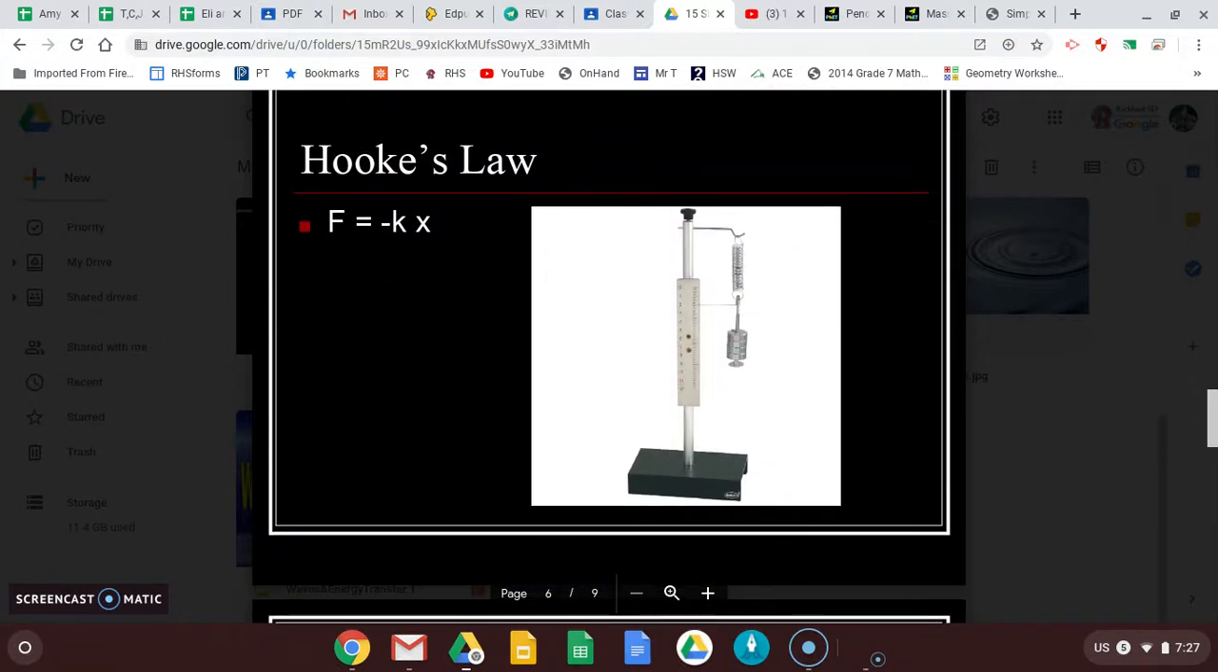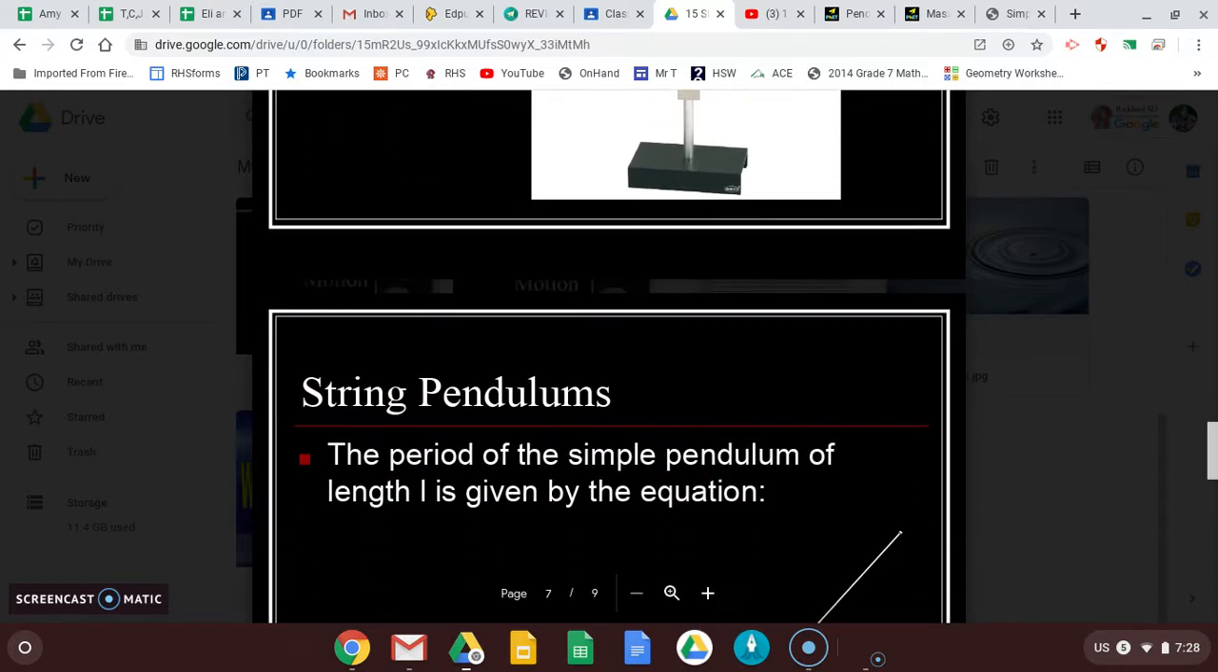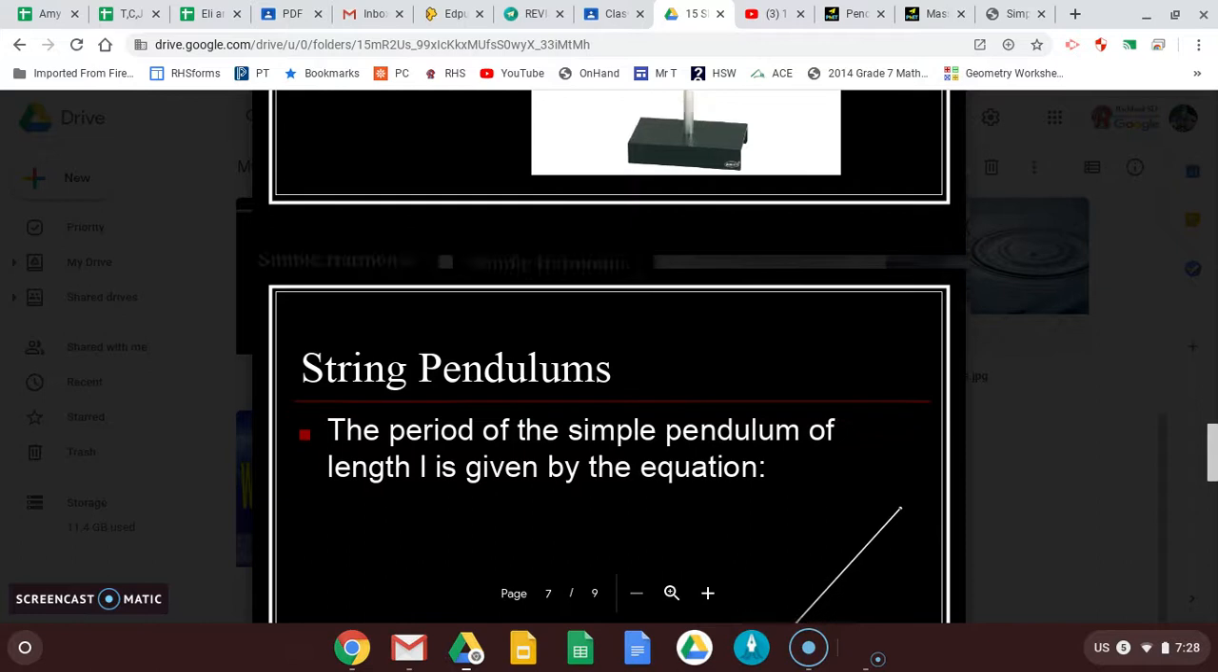Also specific to spring pendulums is something called Hooke's law. This is just a quick way to find the force on a spring. Force equals negative kx. X is the distance stretched or compressed. K is something known as the spring constant of the spring. It's kind of like a value that determines how strong the spring is, stretchy-wise, basically. But again, we're not going to do anything with formulas in this section until we get to waves themselves.